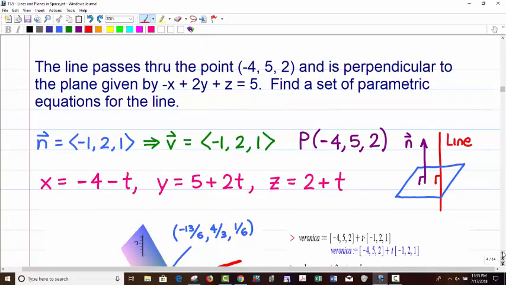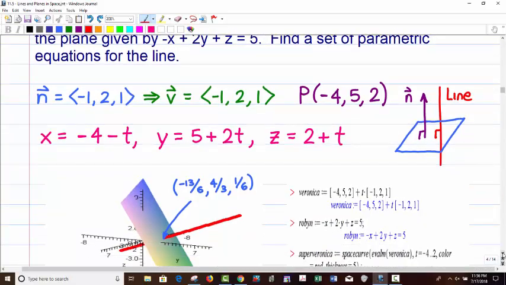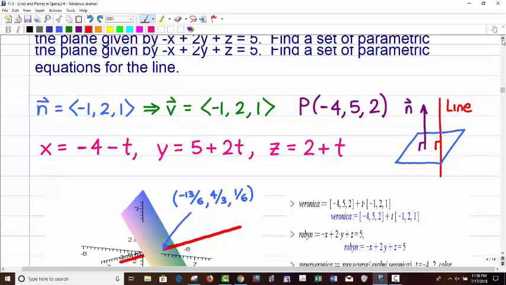Now this is interesting. A line passes through the point -4, 5, 2, and it's perpendicular to the plane given by -x plus 2y plus z equals 5. Find a set of parametric equations for the line. So I kind of just sketched a little picture here, a little bit better one there in Maple going down there.